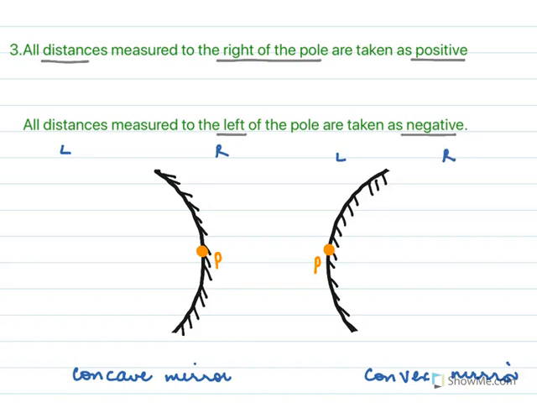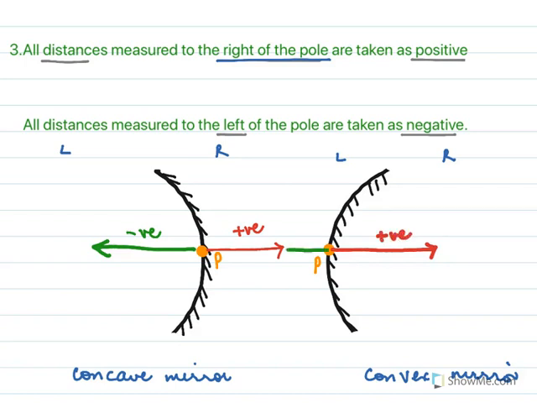Now they said all distances measured to the right. So if I measure from the pole in this direction, it is taken as positive. However, if I measure from the pole in the left direction, it is taken as negative. Same here. If I measure from the pole towards the right, it is taken as positive, but if I measure from the pole towards the left, it is taken as negative.